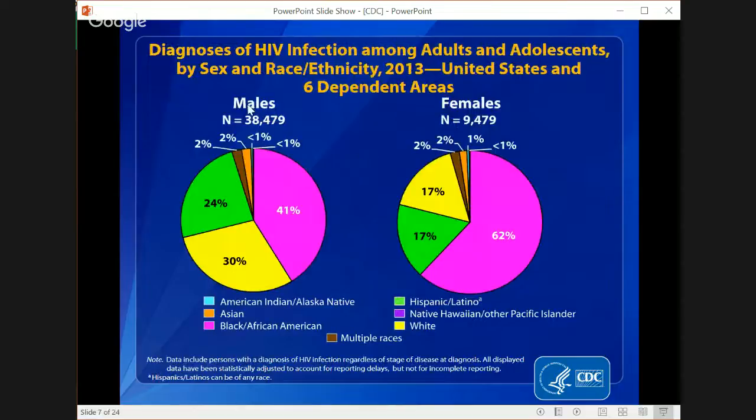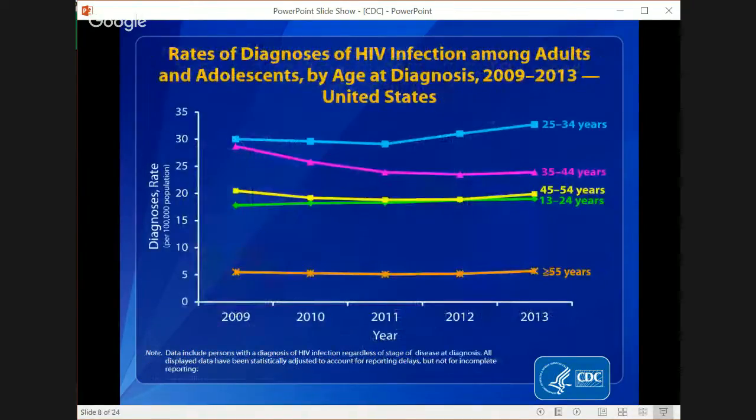Here we have diagnoses of HIV infection by two person characteristics, sex and race ethnicity. So for men, 40% of all cases are among Black African Americans. 30% of cases are among whites, and 24% of cases are among Hispanic Latinos. For women, on the other hand, 62% of the cases are among Blacks, 17% among Hispanic Latinos, and 17% among whites.